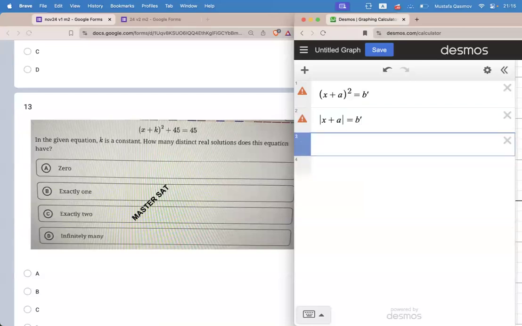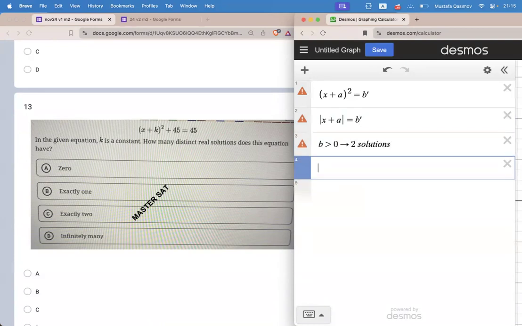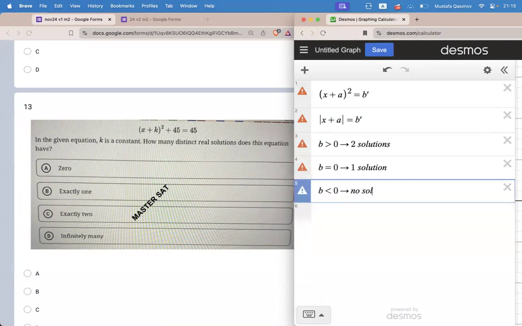Okay, for both of them, if b is greater than 0, there are two solutions. If b is equal to 0, there is one solution. If b is less than 0, there is no solution. I'm writing that one here because most students open the bracket and do some longer calculation.